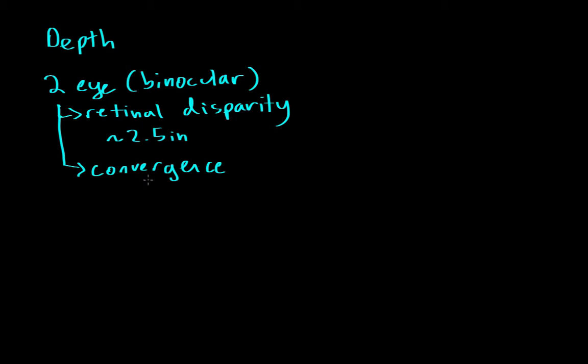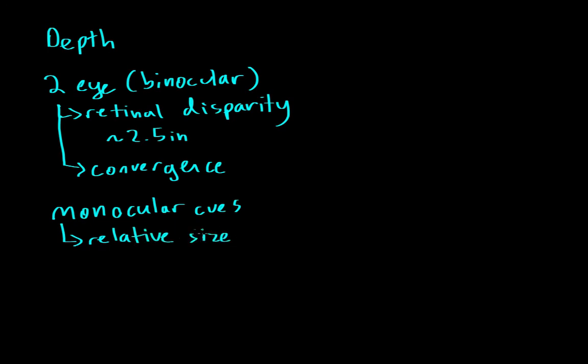There are other cues that we can get that we don't need two eyes for. Those would be monocular cues. One monocular cue would be relative size. Relative size gives us an idea of the form of an object. So perceptual organization is organized into depth and then form.